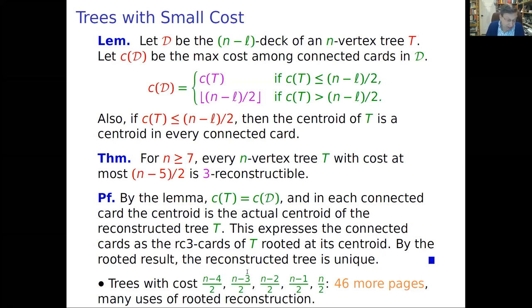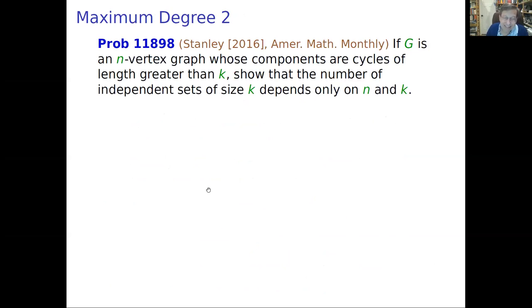So what about the remaining trees with larger cost? Well, 46 more pages. Many uses of this idea of rooted reconstruction, where we can determine some part of the tree, and for the rest of it, we get the RC3 deck and can reconstruct that way. So, the time is almost out, but there's this nice problem I'd like to tell you about. Is it possible to have a few more minutes? Yeah. Okay.